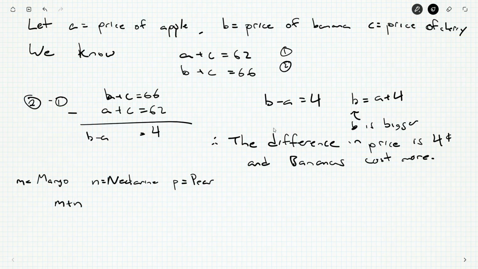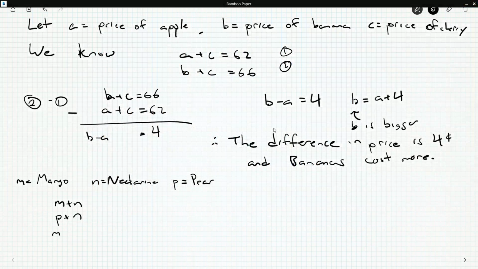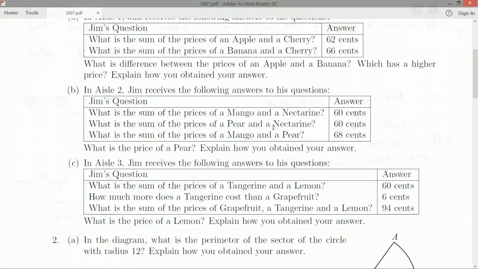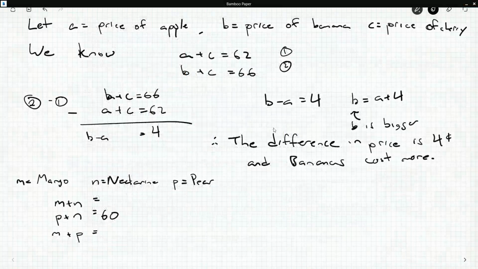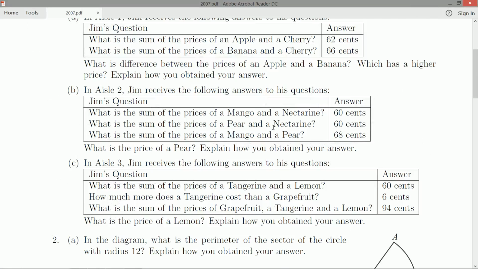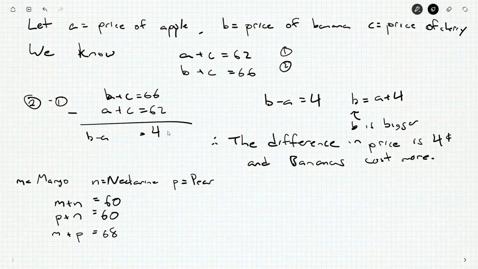So what are we told? We're told M plus N. We're told P plus N, and M plus P. And I think the middle one was 60 cents. Yeah, 60 cents, 60 cents, and 68 cents. Okay, what are we to do here? We just want the price of the pear. That's all we want. We just want to solve for P. How could I figure out what P is? In fact, how can I get any information? Well, if we look at the left-hand side of these equations, we notice we've got 2 M's, 2 N's, and 2 P's.